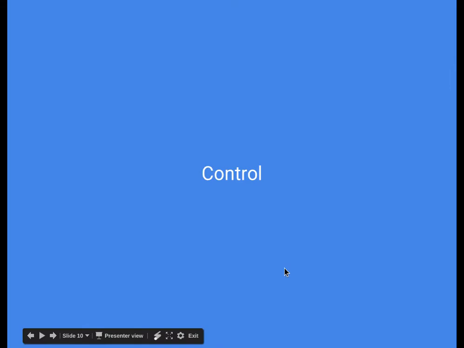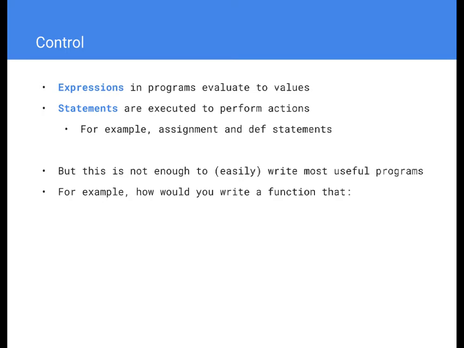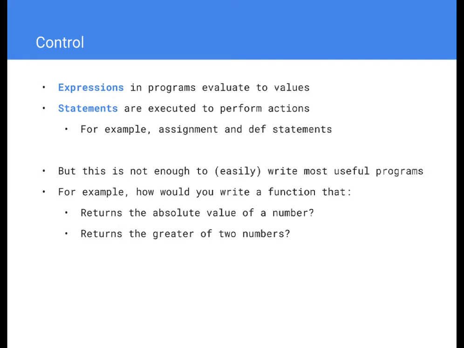Okay, now we're going to move on to control. So far we've covered expressions, which evaluate to values. Statements are executed to perform actions, and we've learned 2 types of statements so far. We've learned assignment and def statements, but it's kind of hard to build complex or powerful programs just with assignment and def statements. For example, how would you write a function that computes the absolute value of a number, or if you want to figure out which one is the max of these 2 numbers?